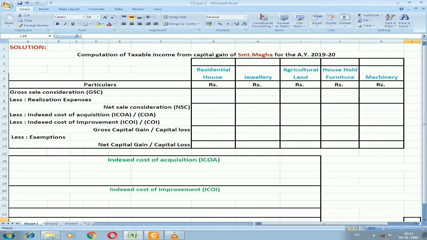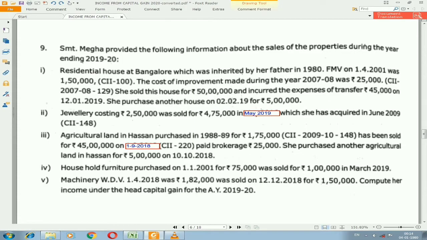First we are supposed to find out, among these 5 assets, which asset is exempted from the capital asset category. First you can see here agricultural land in Hassan. If the agricultural land is in a village or rural area, we can exempt it, but they have mentioned Hassan, so it will come under municipal limits. That is the reason I am taking it.